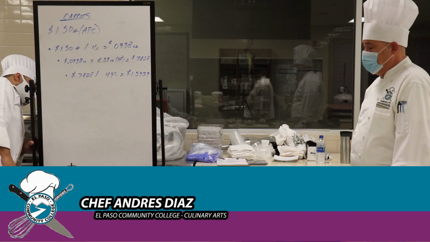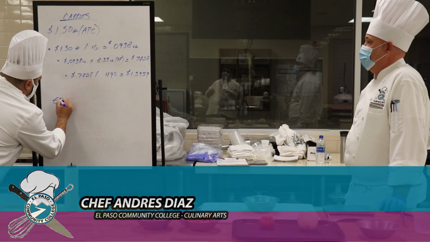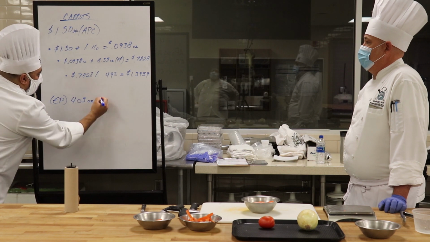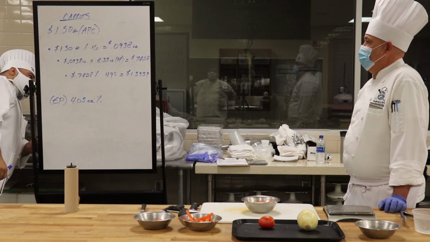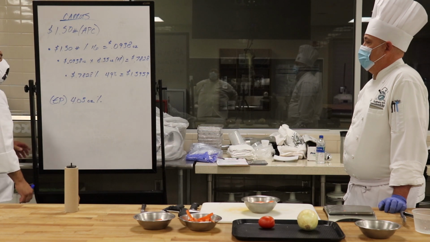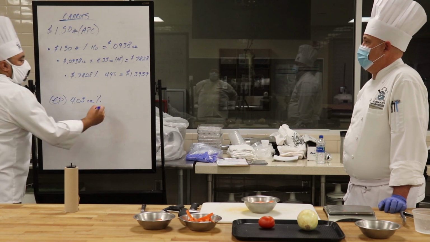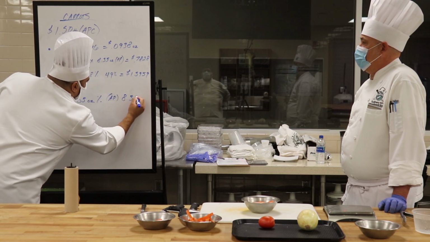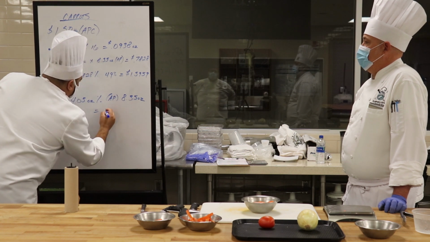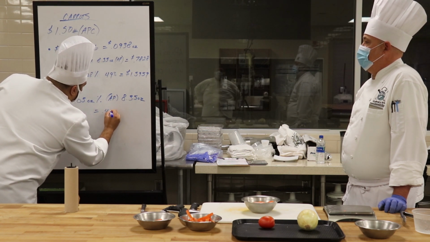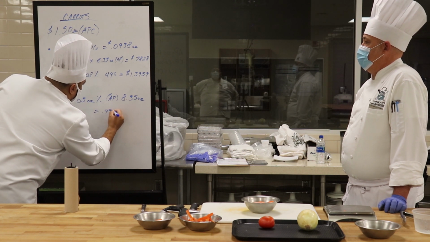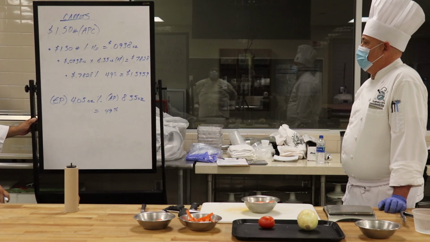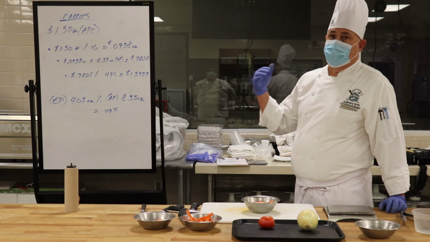We're going to get our edible portion, which is 4.05 ounces. And we're going to go ahead and divide that by our as purchased, which was the whole carrot. And when you do that, it gives you 49. Okay? That's going to give you the percentage. So at 49%, that is our yield.